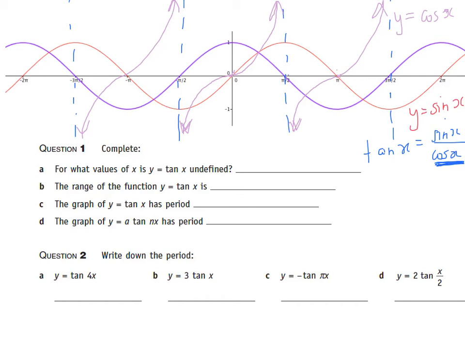Ooh, we've skipped a few questions. Let's go back. For what values of x is tan x undefined? Oh, so that's where the asymptotes are. So we covered that before. So that's right here. Plus or minus pi on 2. Plus or minus 3 pi on 2, etc. The range of the function y equals tan x. Well, you can see that here's the range. It's going to continue in both directions. So we're going to say the range is all real y.